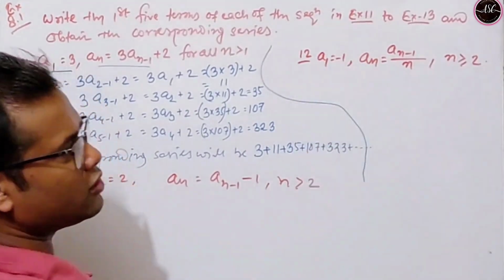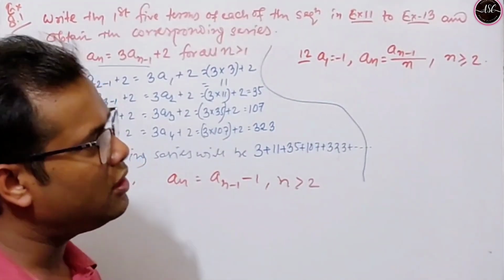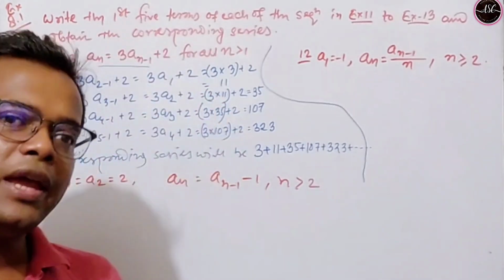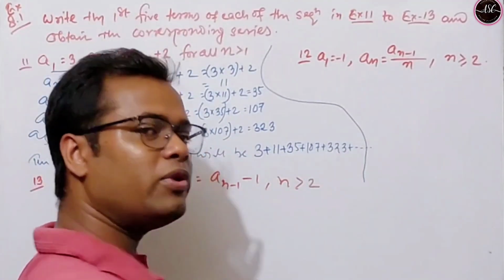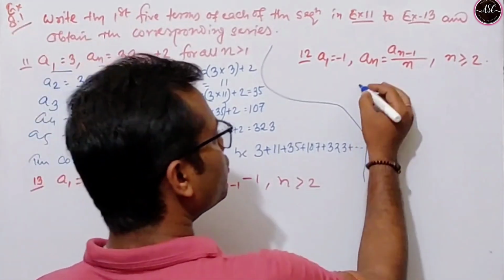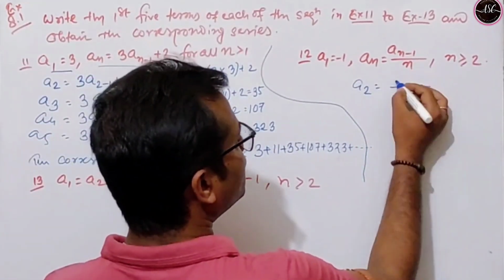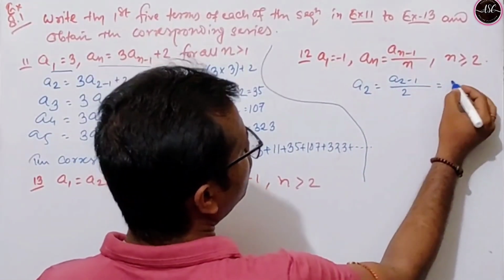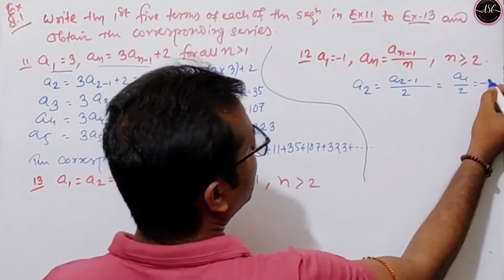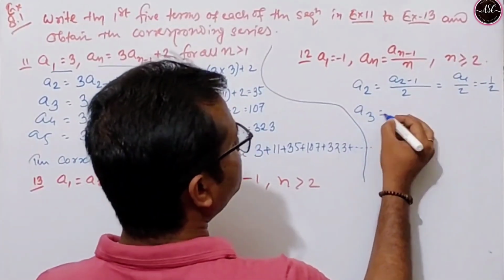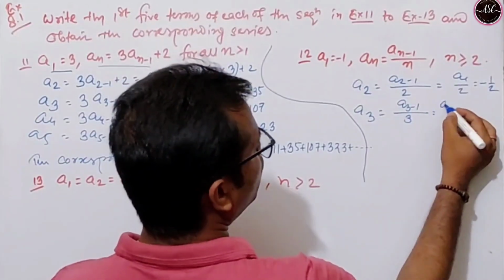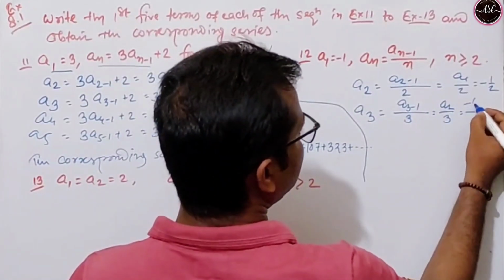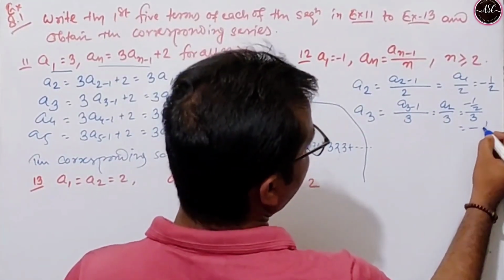And for this, here a1 is equal to minus 1. An is equal to an minus 1 by n, where n is greater than or equal to 2. So here we will take the value of n from 2 up to n. Okay. So we first find the first 5 terms. Here a2 equal to a2 minus 1 by 2, so a1 by 2. That means minus 1 by 2. a3 equal to a3 minus 1 by 3, that means a2 divided by 3, that means minus half divided by 3, that means minus 1 by 6.